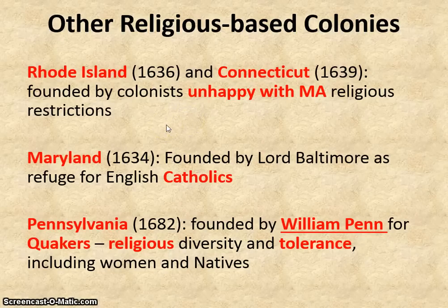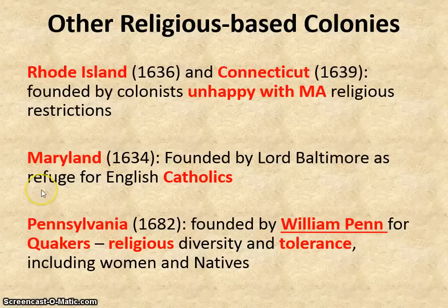Then we have Maryland. We mentioned that in England, the Church of England is the only accepted religion, and Catholics in England were persecuted by the Anglicans. So a man named Lord Baltimore wanted a refuge for English Catholics to come to, so they established the colony of Maryland, naming it after the Catholic queen, Queen Mary.